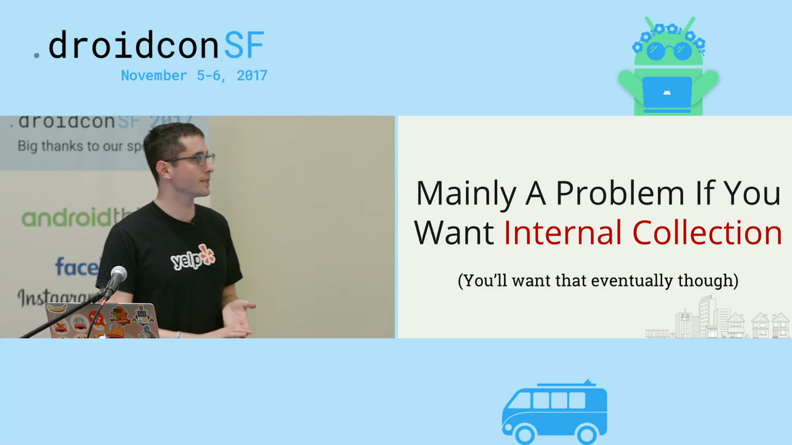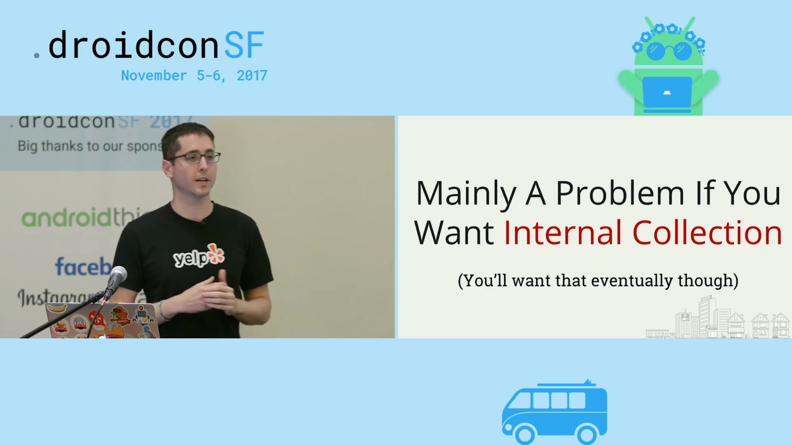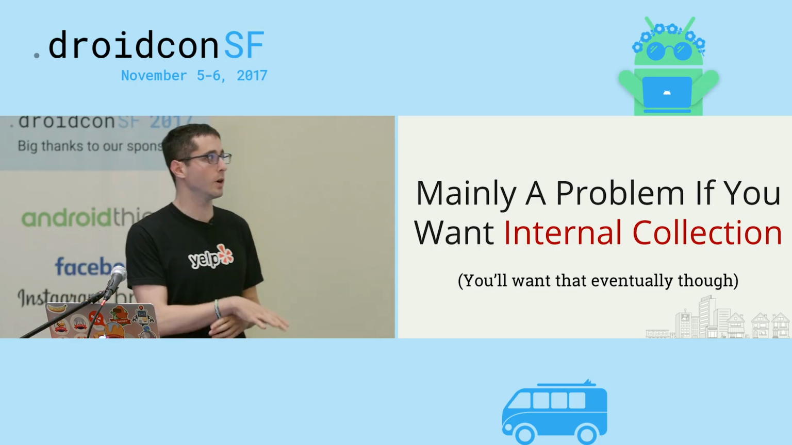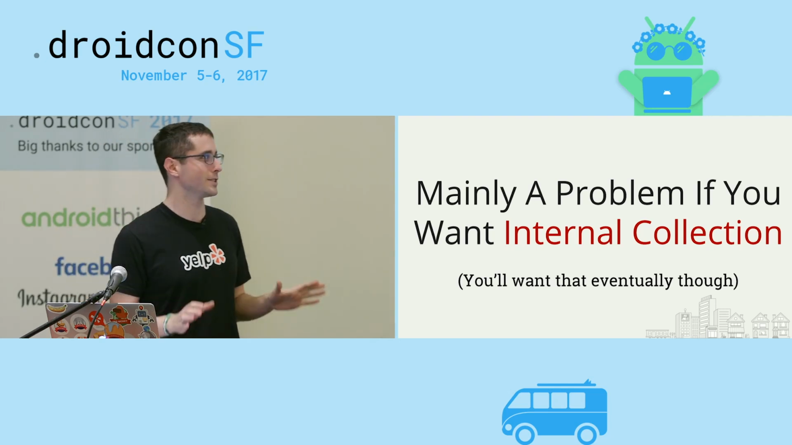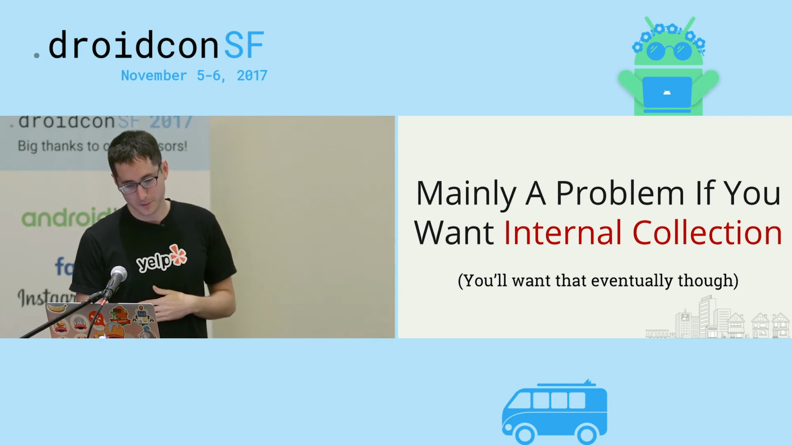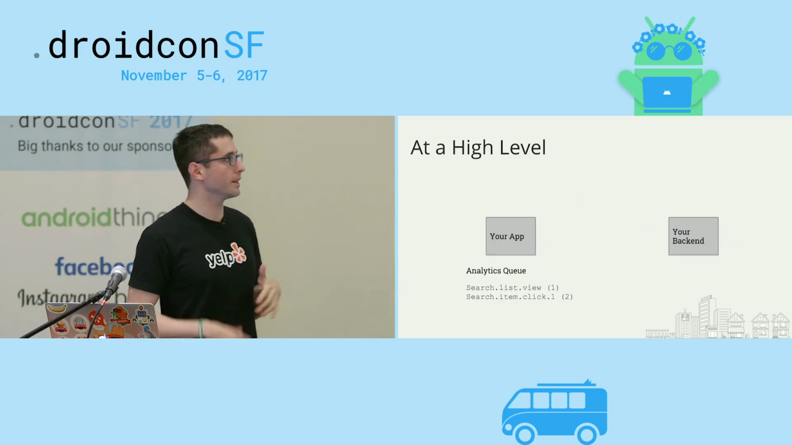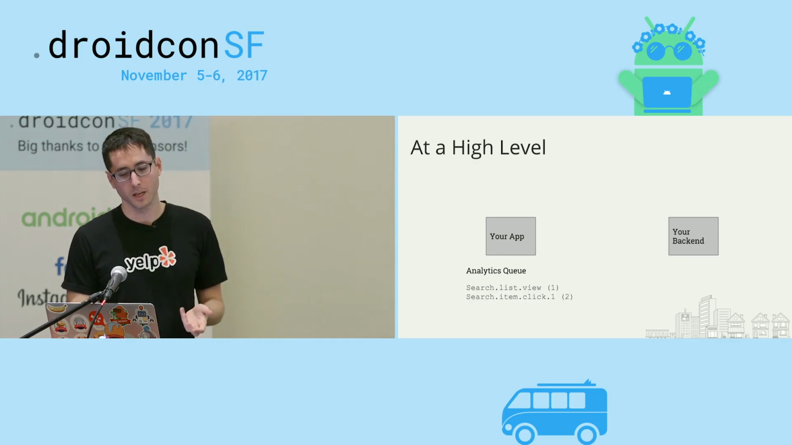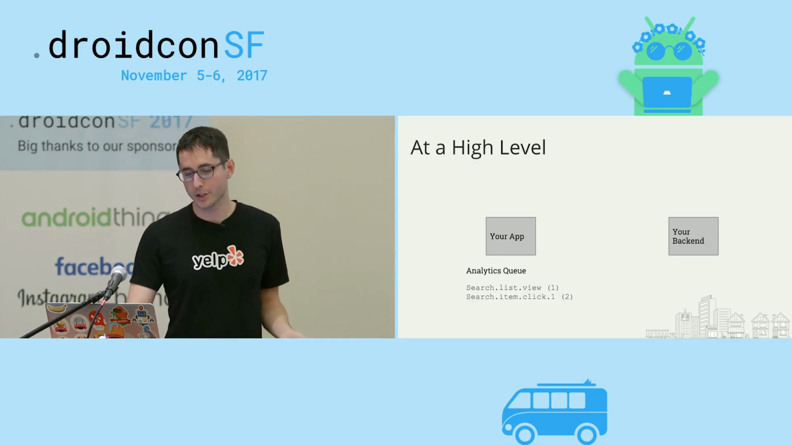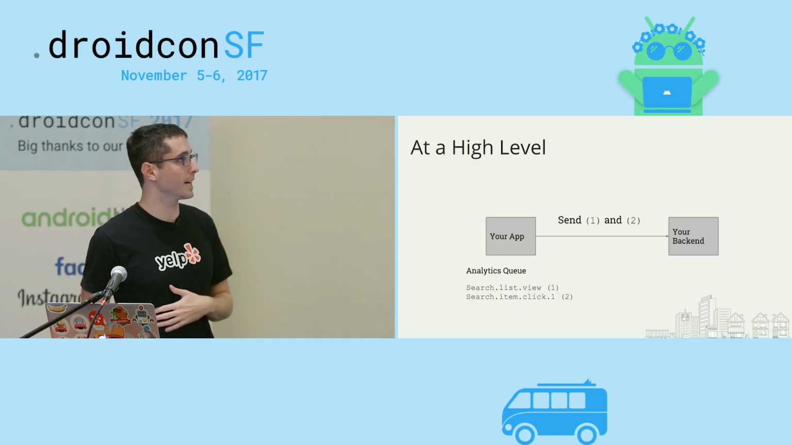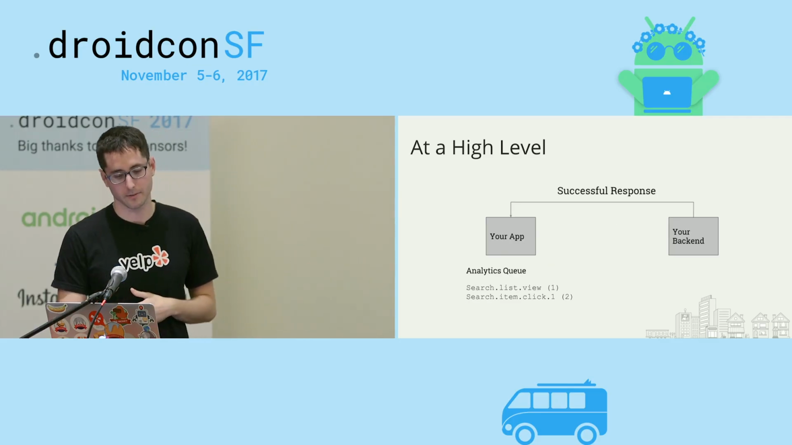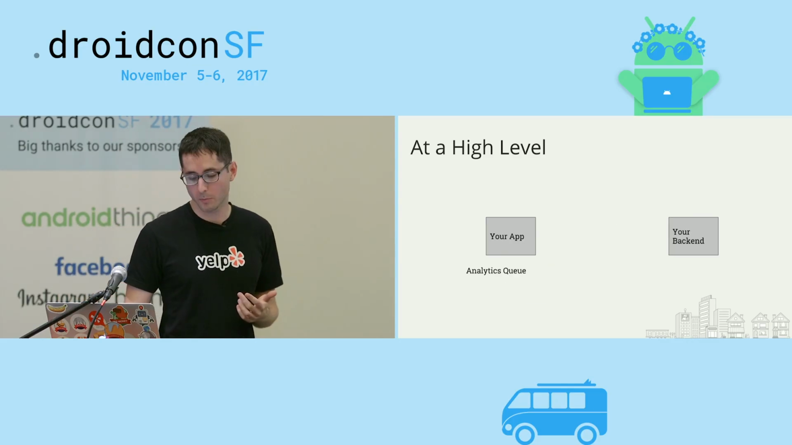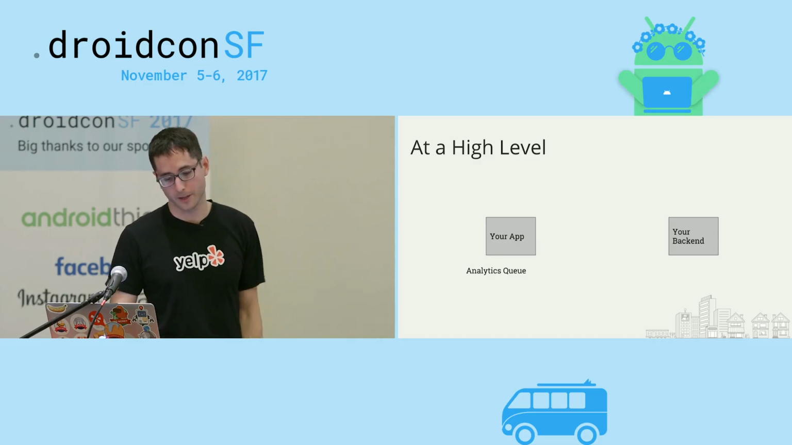The dirty secret of all this is that you're going to want to have internal metrics collection eventually, though. And I'll touch on why that's the case later. But for now, I ask you to trust me that eventually this is something that will be your problem. So the general shape of the problem is this. You have some analytics in your application, and you send them to your backend, and when everything comes back successfully, you clear out your analytic queue, and you're living the good life.